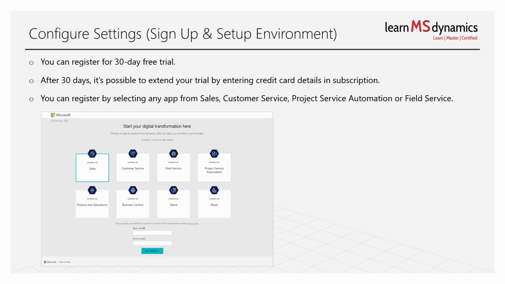And you can register for Dynamics 365 customer engagement by selecting any of the apps, maybe from Sales, Customer Service, Field Service, and Project Service Automation. So these are the 4 apps available in customer engagement. So let's see how we can sign up and set up the environment in Dynamics 365.